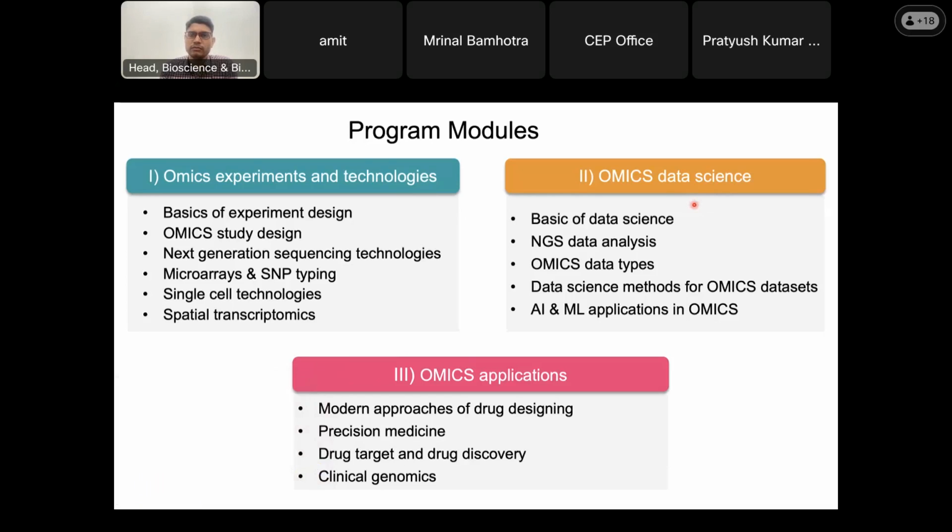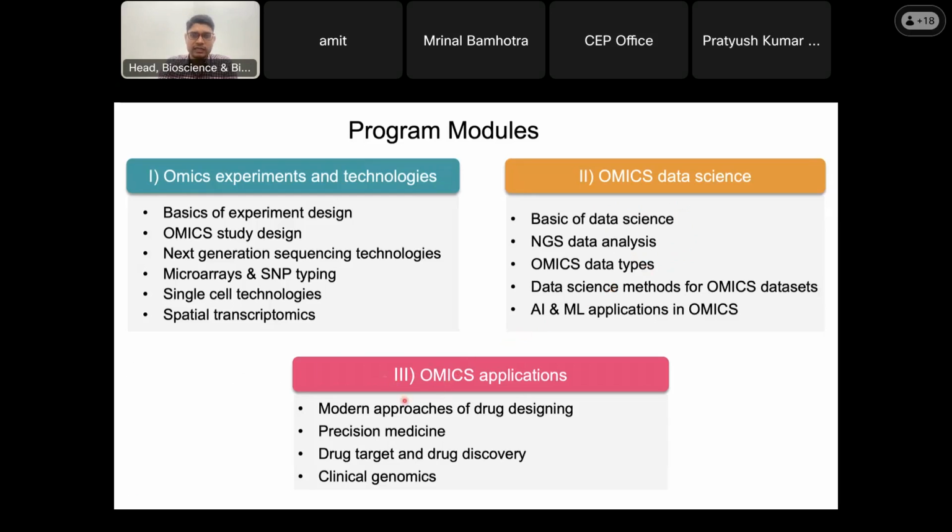There, in the basic certificate one, we will cover the basics of the analysis, including the state-of-the-art methods for NGS data analysis, and what the different types of omics data types are that are available in the open databases, etc. We will also teach data science methods for omics datasets. We will also focus on AI and ML applications in omics, how one can utilize available tools in the AI and ML domain for analyzing the omics datasets.